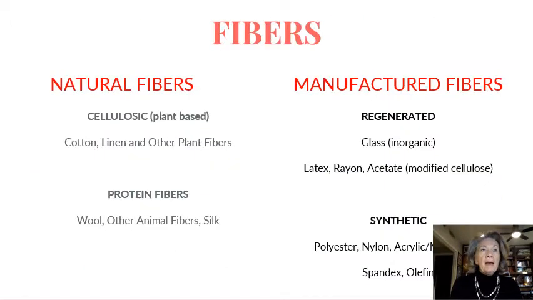So let's look back and quickly review what we learned last week about fibers. We learned the difference between natural fibers and manufactured fibers. The natural fibers, of course, are broken down into the plant-based and the animal-based, the cellulosic and the protein. So we talked at length about that. We spent a little bit less time talking about the manufactured fibers, the regenerated, which come from natural materials but are regenerated into a manufactured fiber, and then also those that are completely synthetic. So hopefully you have a good basic understanding of those.